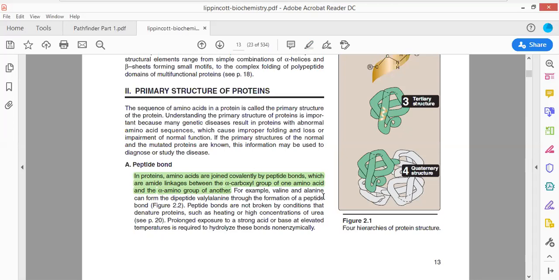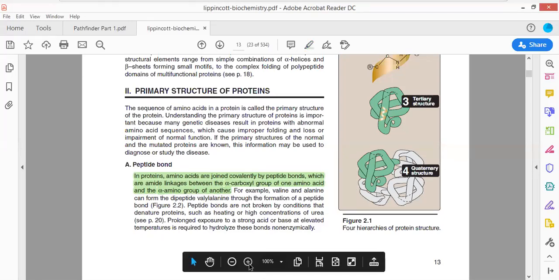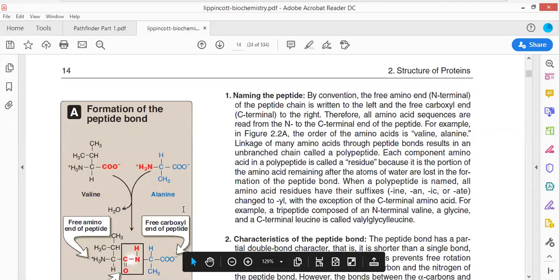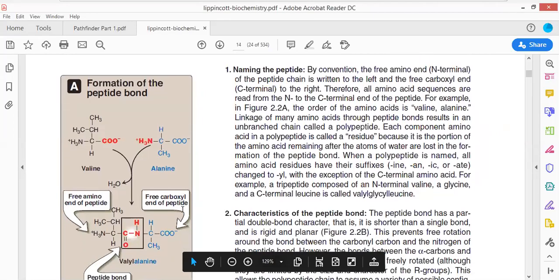For example, valine and alanine can form the dipeptide valyl alanine. Valine and alanine are two different amino acids. They are joined together with each other and form valyl alanine through the formation of a peptide bond. Okay. So how is the primary structure of protein oriented? Just by joining of amino acids together with each other.